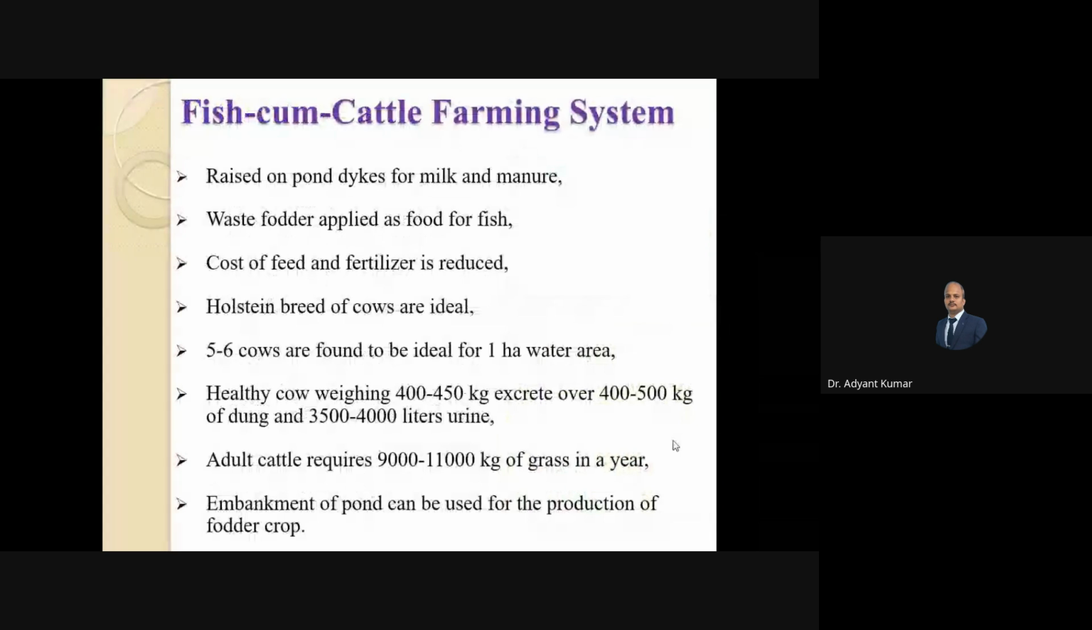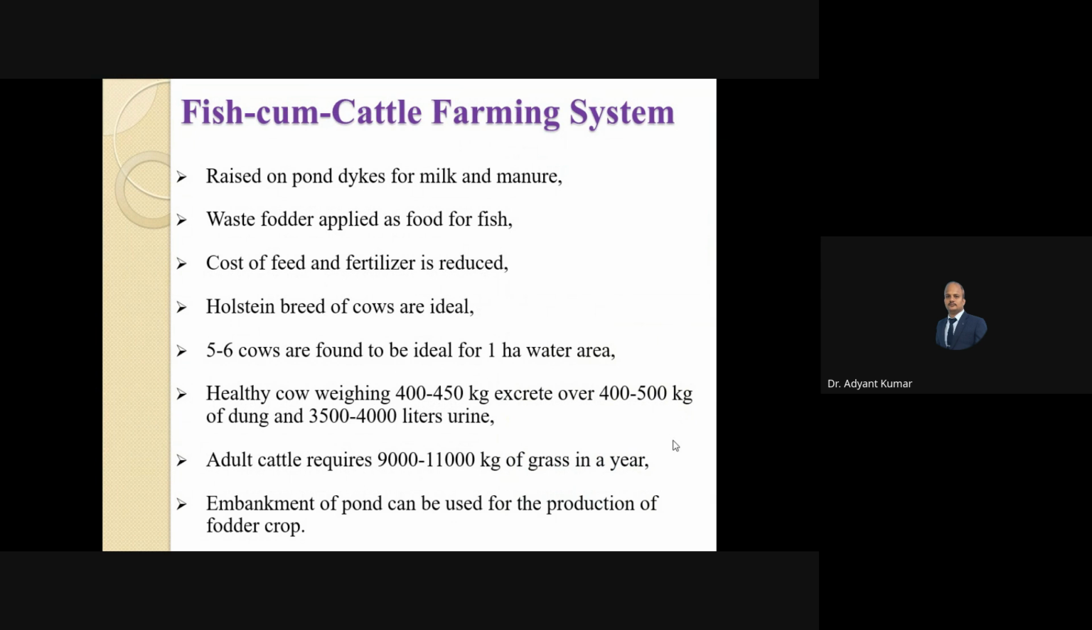Next one is the fish cum cattle farming system. The cattle are being raised on pond dikes for milk and manure. The waste fodder of the cattle will be applied as food for fish, and thus the cost of feed and fertilizer is reduced. Various breeds can be used for rearing the cattle. It includes, in case of indigenous breeds, Red Sindhi, Sahiwal, Tharparkar, and Haryana. In case of foreign breeds, we can go for Jersey and Holstein Friesian.